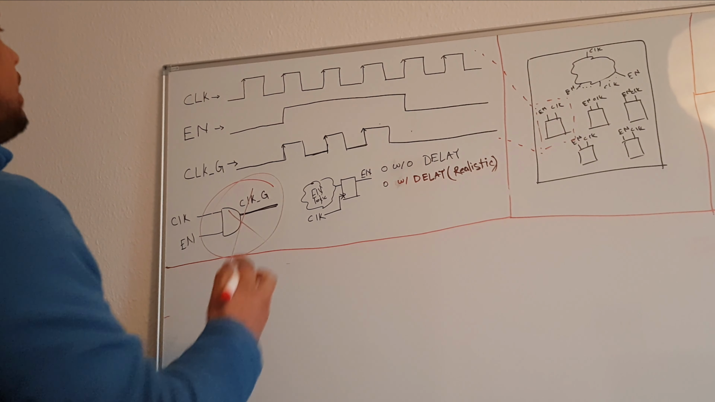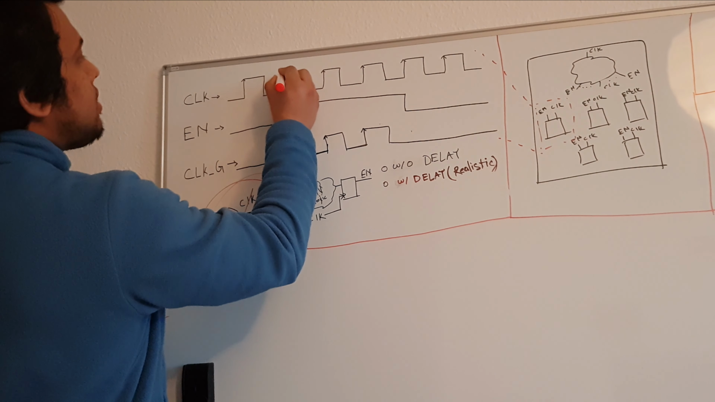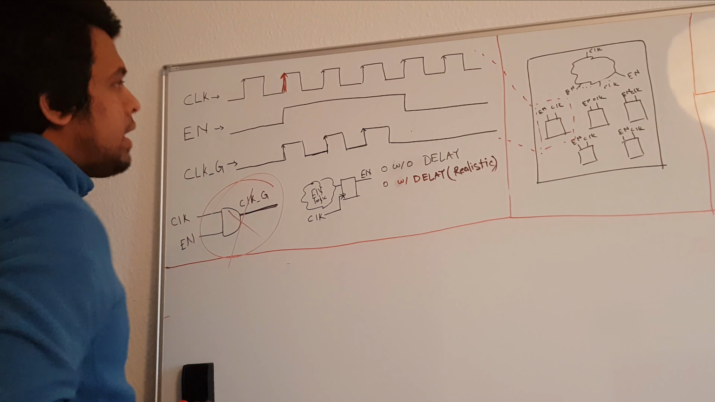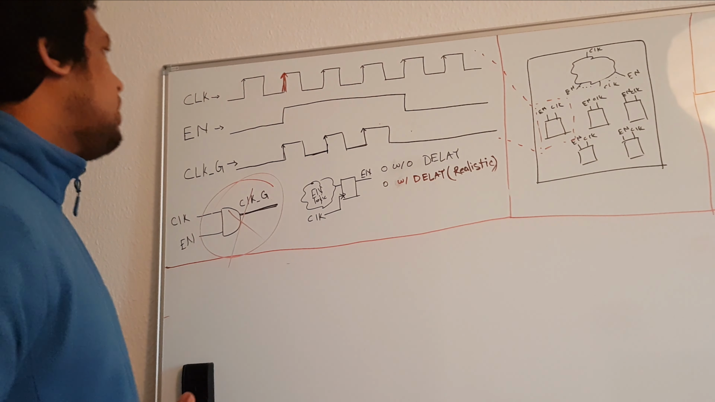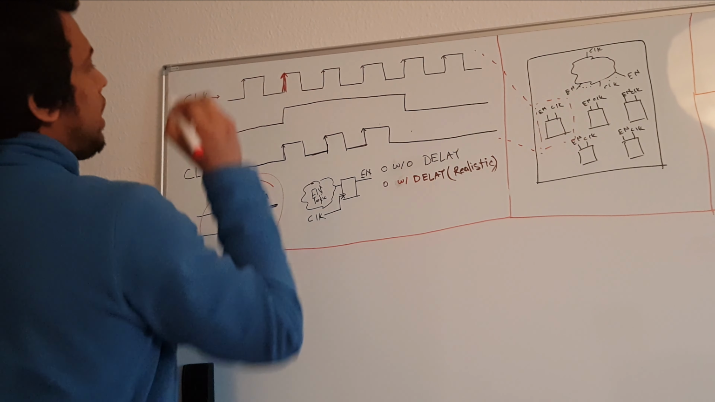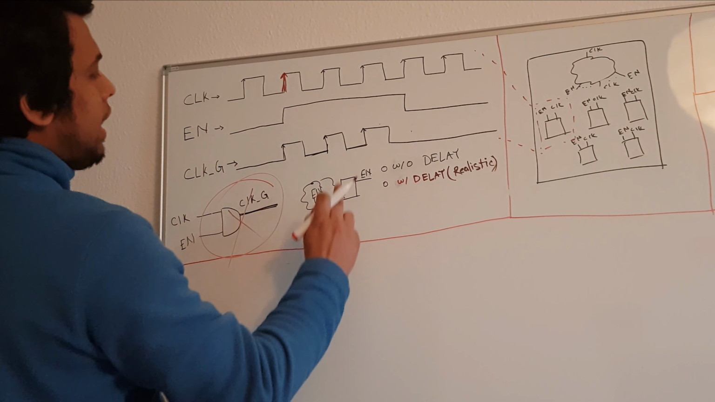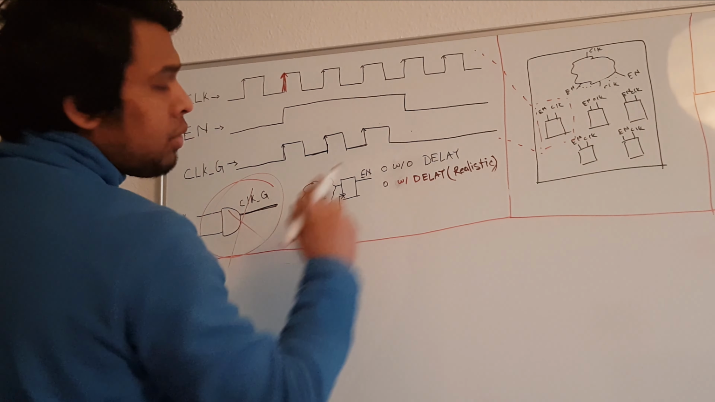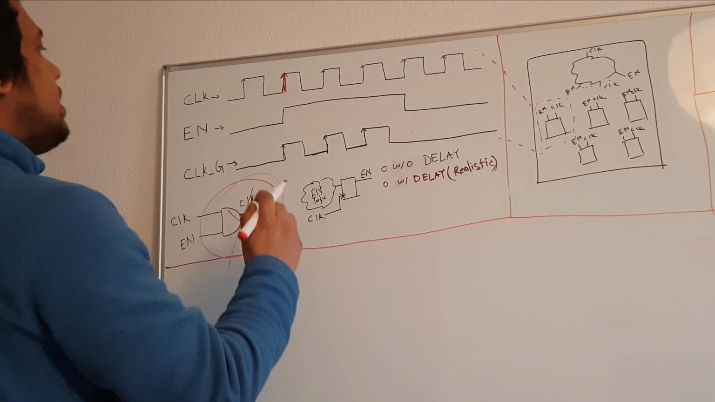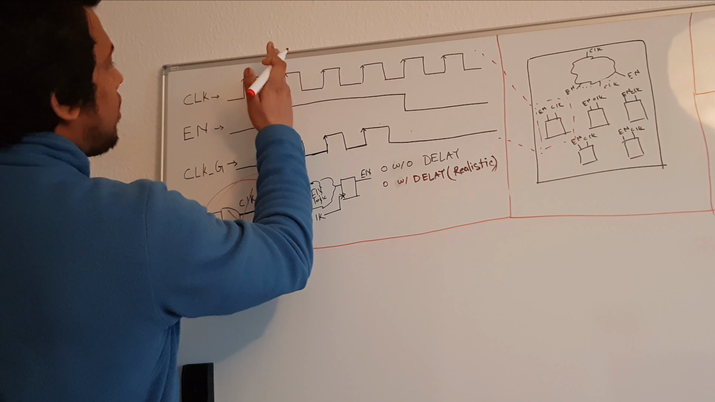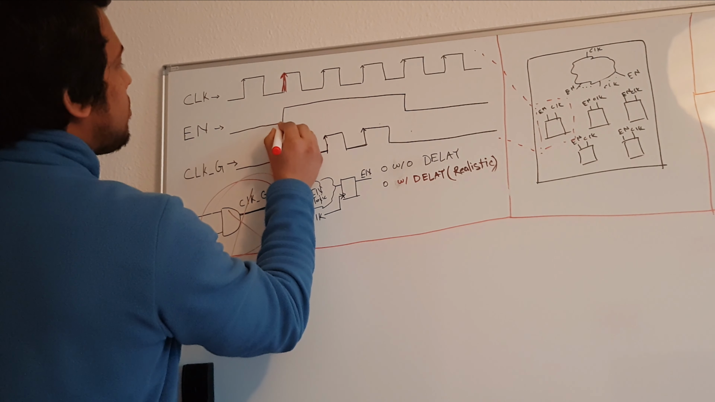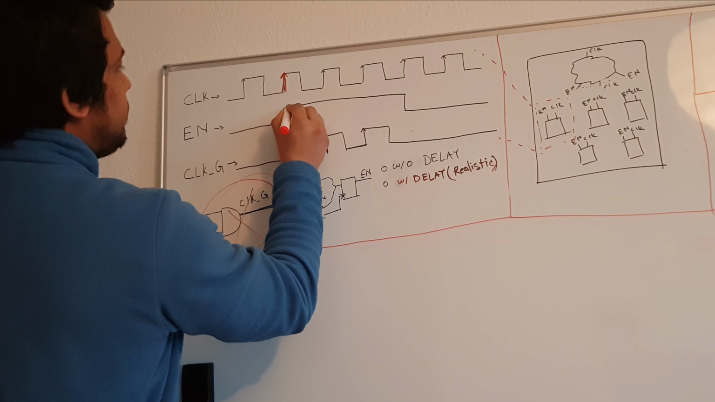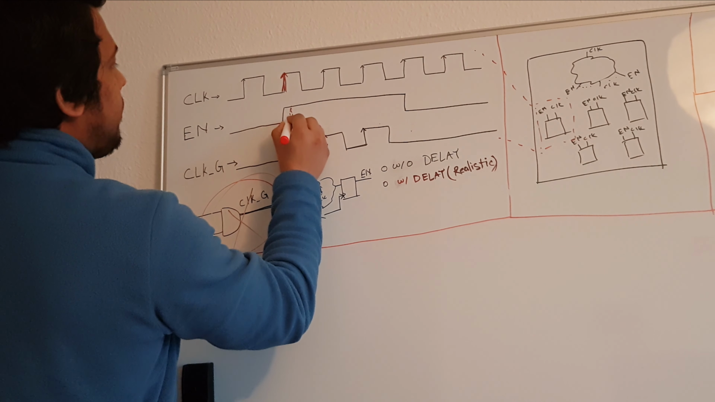That means that if in this clock edge, let's say it's a positive edge system, we are buffering this enable logic, then instead of having the enable signal right at this edge, we will have it after some delay.